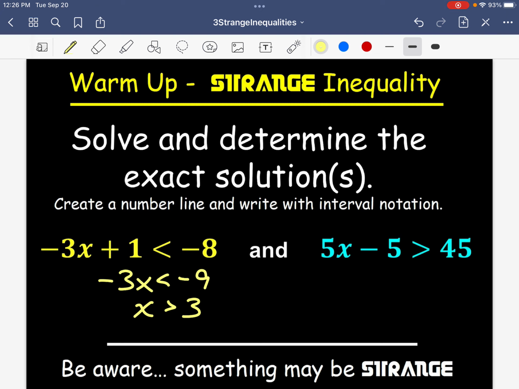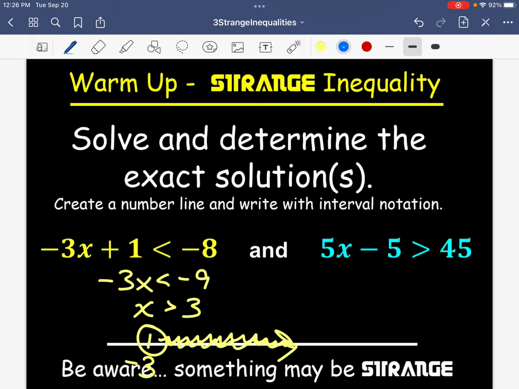All right, well, to be honest, there's nothing wrong with that, and there might not even seem to be anything strange with it. If I go to graph this, I think I would just be marking -3 on a number line, open circle, and shade, greater than, shade to the right.